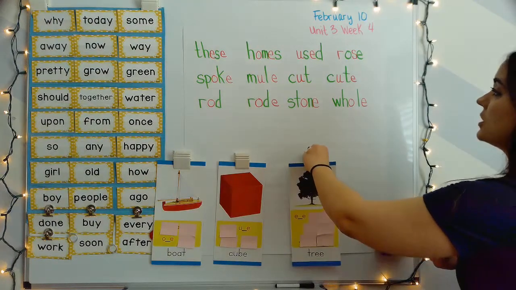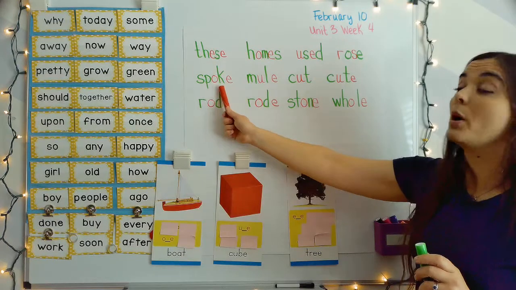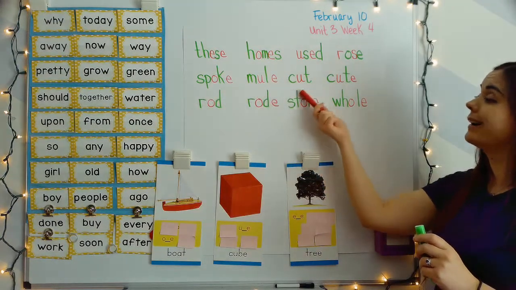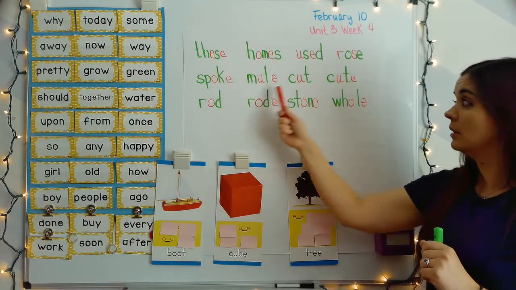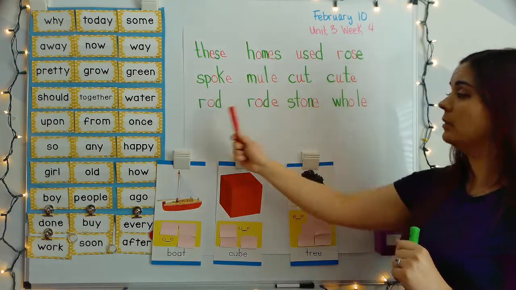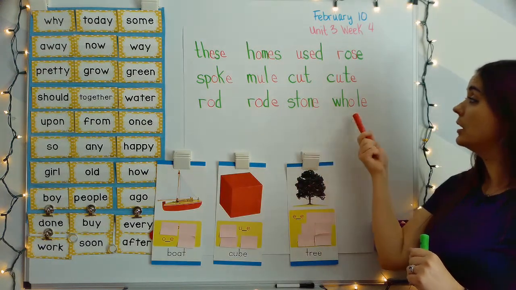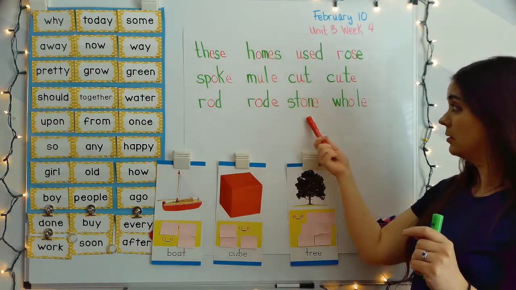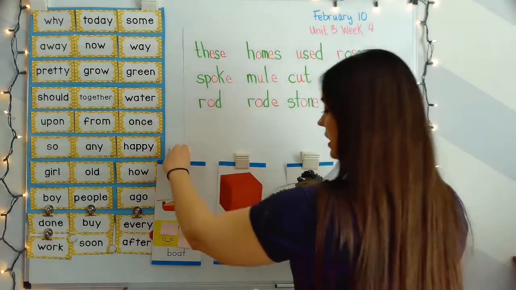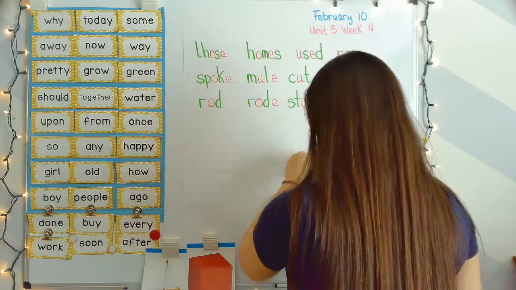All right. So, let's go ahead. We'll read our second and third line. Spoke, mule, cut, cute. Your turn. Thank you. Rod, road, stone, hole. Your turn. Wonderful. Okay. So let's do sentence.